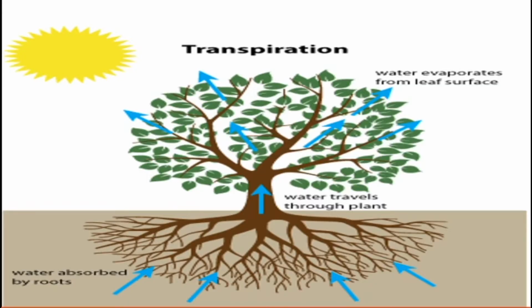Look at the transpiration. This is the plant. Water evaporated from the leaf surface. The water vapor moves out from the plant. Water travels through the plant. The root absorbs the water available around it and sends it to the leaf and stem. The stem and leaf have stomata. When they open, the water vapor goes out. The evaporation is happening there. This is a very simple diagram to understand transpiration.